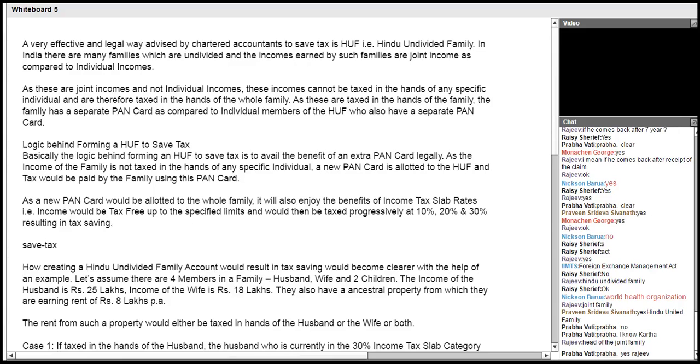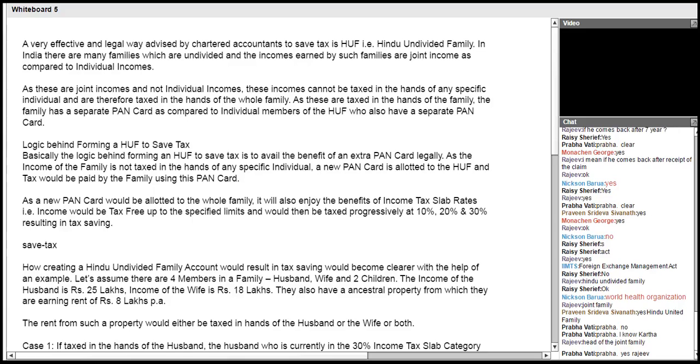So this is for saving tax. Basically, the logic behind forming an HUF is to save tax and to avail the benefits of an extra PAN card legally. Fine? Because the whole family will have one PAN card, and they will also have individual PAN cards. As the income of the family is not taxed in the hands of any individual, a new PAN card is allotted, and tax will be paid by the family using this PAN card.